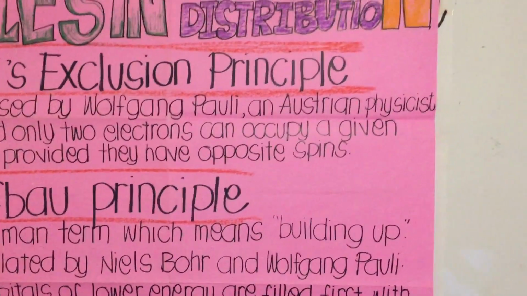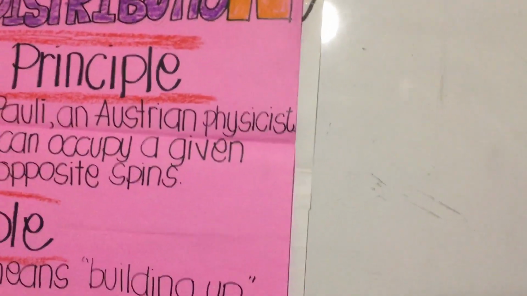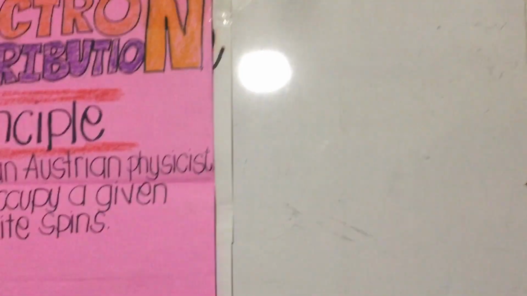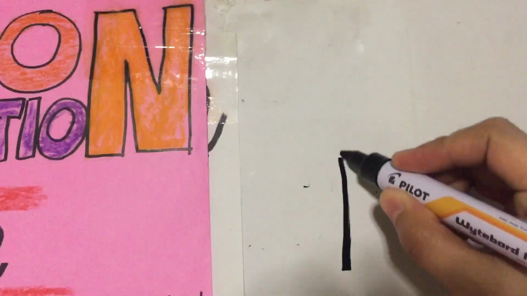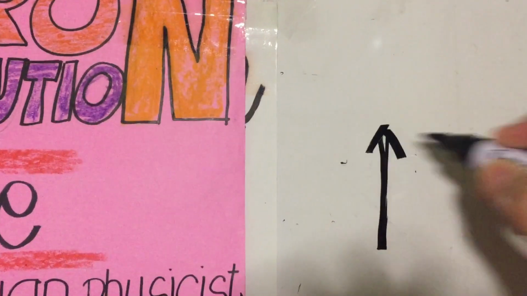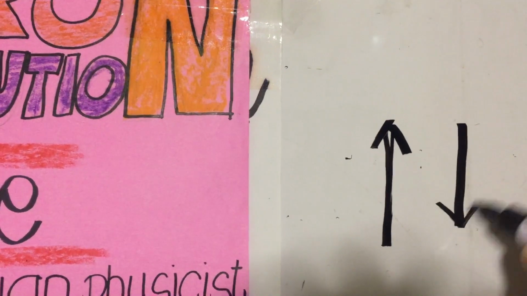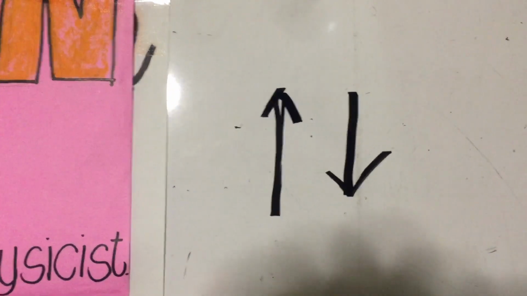When we say opposite spin, we can represent it in a certain manner. We can represent it like this. For example, this one is the first electron and this one is the second electron. That is what 2 opposite spins means.